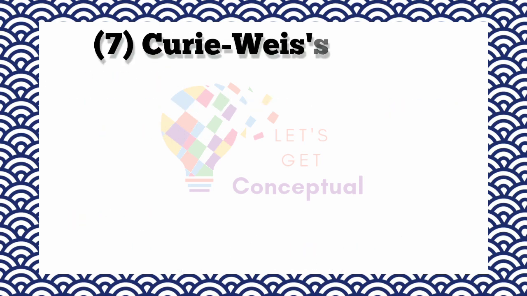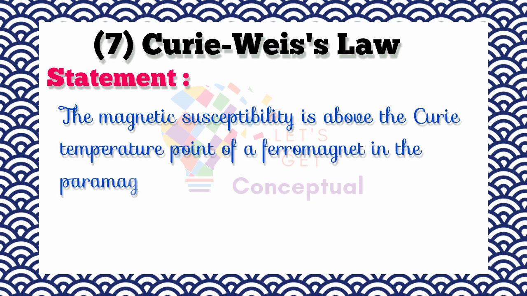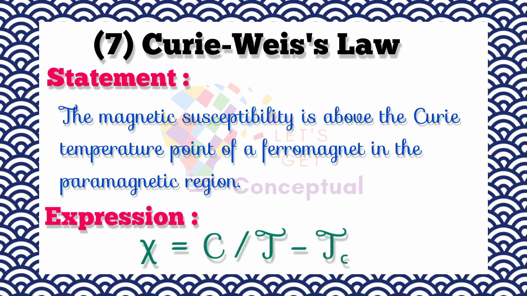Number 7. Curie-Weiss law. Statement. The magnetic susceptibility above the Curie temperature point of a ferromagnet in the paramagnetic region. Expression. Chi is equal to C over T minus Tc.